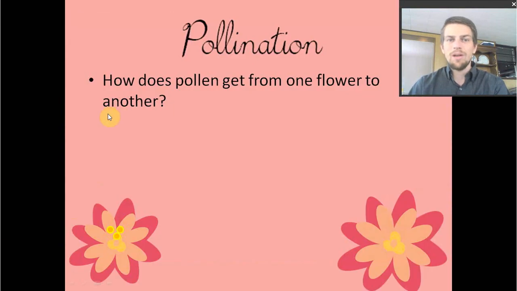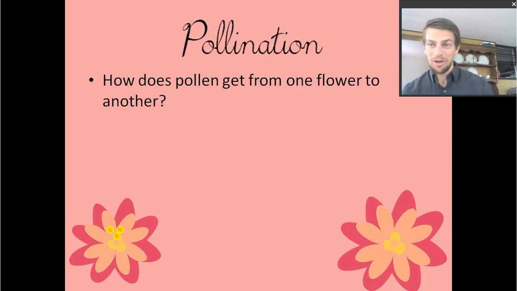So this is called pollination. So the question is, how do we get pollen from one flower to another? Because flowers don't really move very well. They can't walk over and dump some pollen in another flower. So we have to find a different way for them to pollinate.